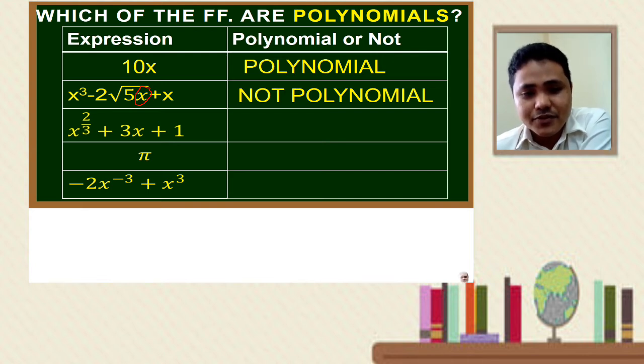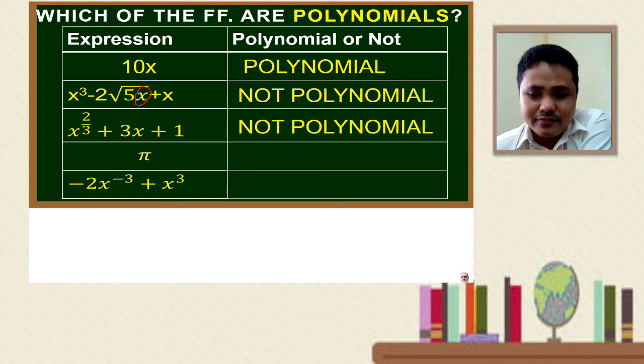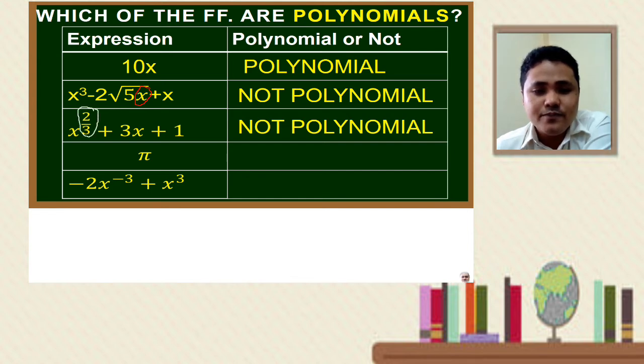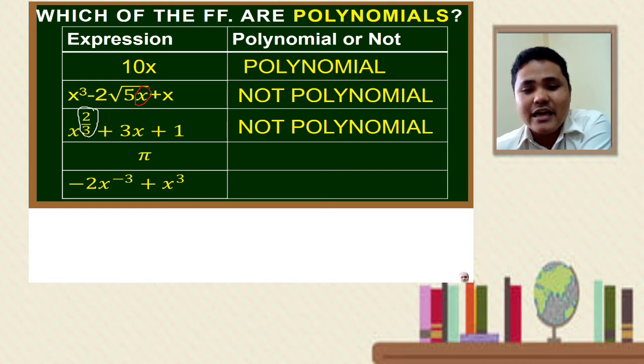How about number 3? x raised to the power of 2/3 plus 3x plus 1. Yes, you're right. That's not a polynomial. Why? Because of the exponent of variable x, which is equal to 2/3. So a fraction is not allowed in the exponent of the variable in a polynomial.